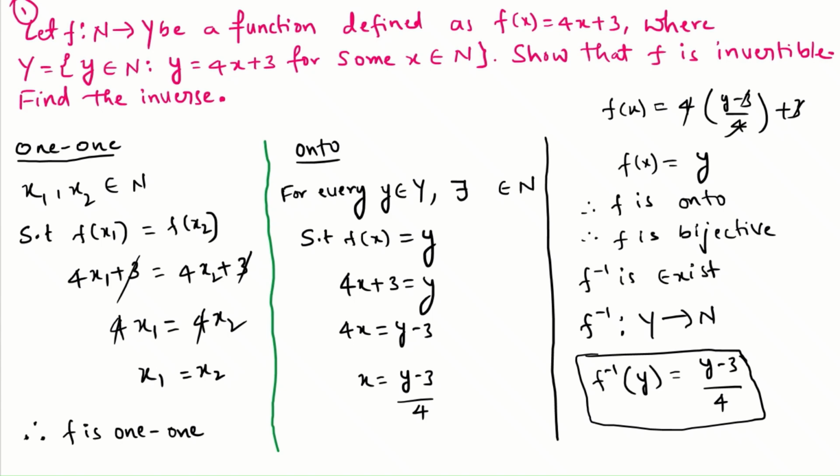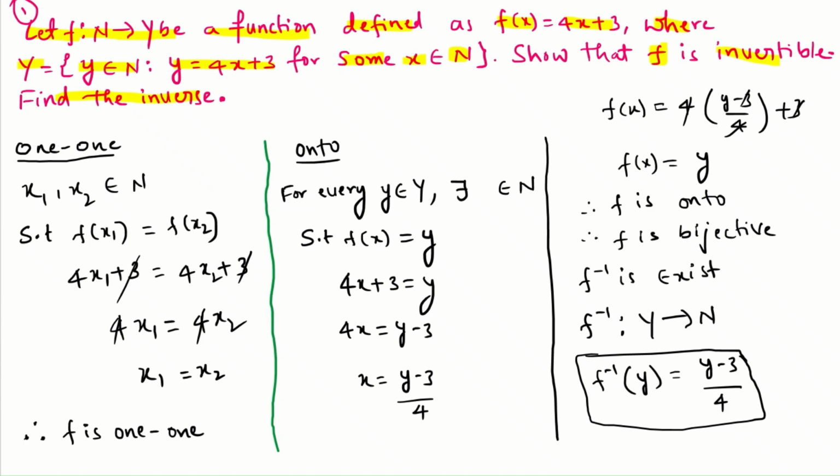First one, let f from N to Y be a function defined as f of x is equal to 4x plus 3, where Y is the set of natural numbers such that y is equal to 4x plus 3 for some x belongs to natural numbers. Show that f is invertible, and find the inverse also.